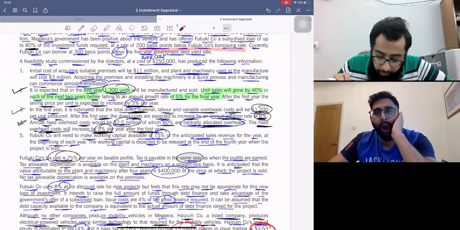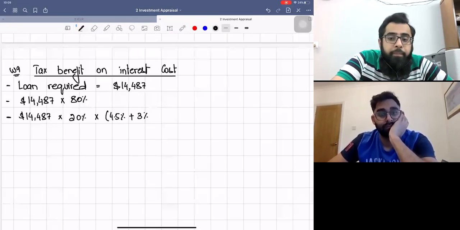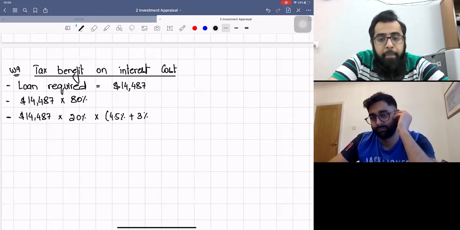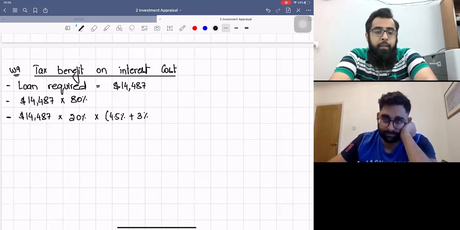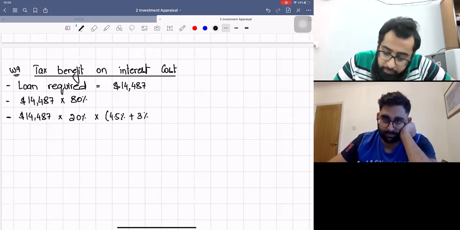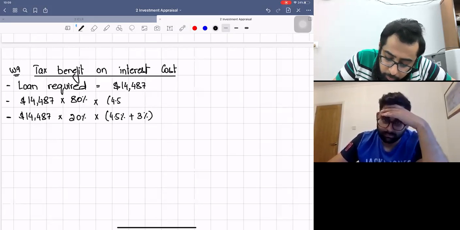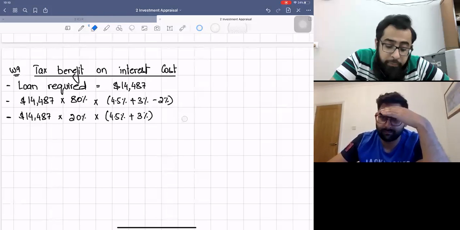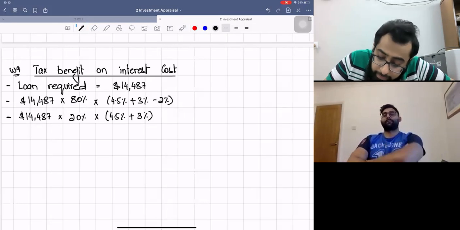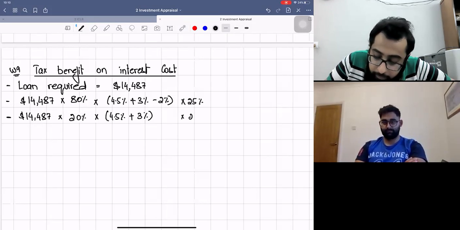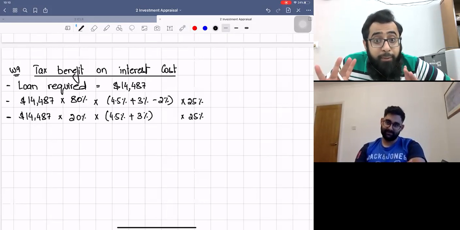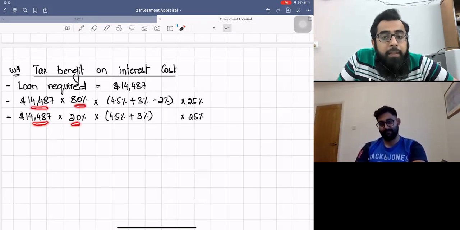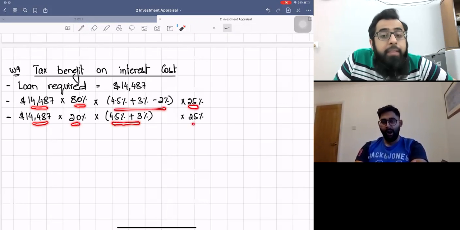So for my 20% portion, 4.5 plus 3% is my normal borrowing, and in case of government borrowing, it will be 4.5 plus 3 minus 2%, so 5.5%. That will be my interest expense. I want the tax benefit amount, so I will multiply it by 25%. The finance amount: 80% from the government, 20% is mine. On the interest, 25% is the tax benefit.